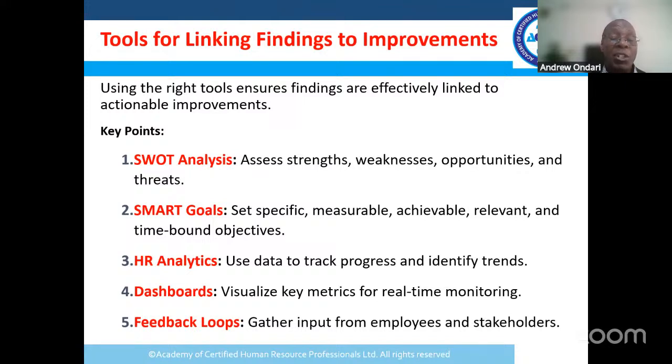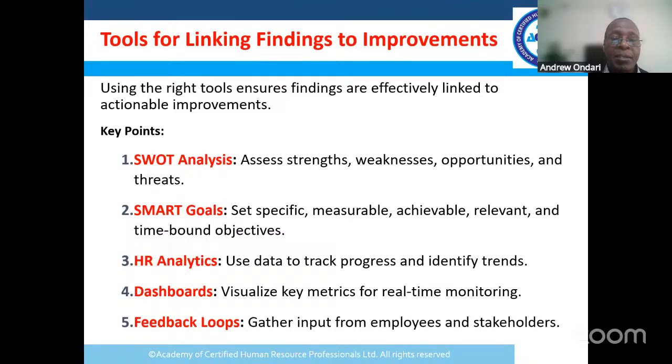And then it is measurable because we have indicated 2 weeks, so we can measure onboarding in terms of weeks. Then attainable: is onboarding attainable in terms of the 2 weeks? Yes. Is it realistic considering the resources? Yes. Is it time bound? Yes. So that is how we use the SMART goals to link the findings to improvements.